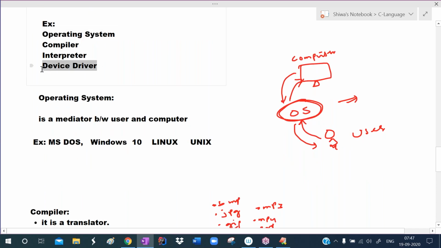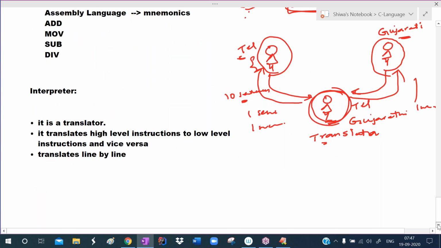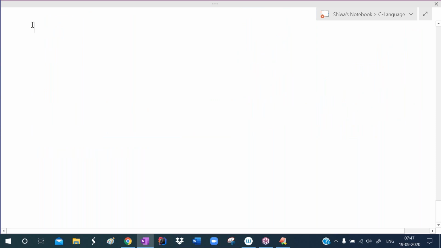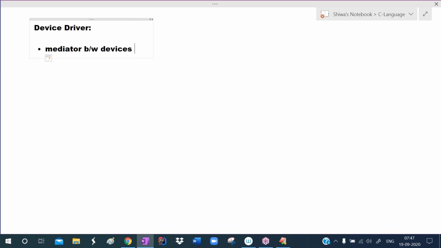And next one is what? Device driver. Now let's talk about the device driver. What is this device driver? This device driver is software. It is the mediator between devices and the operating system.